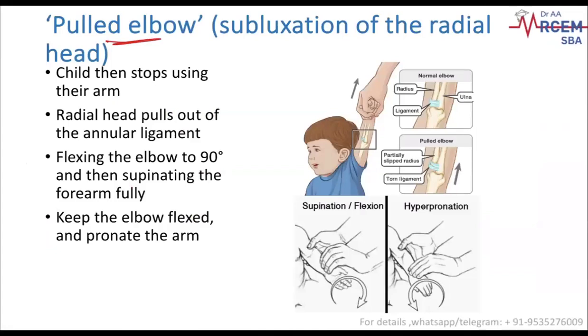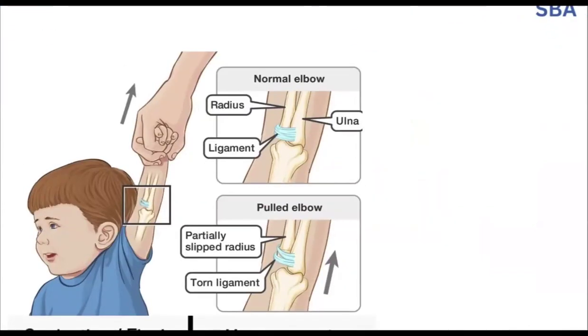Pulled elbow. What happens during the pulled elbow? The radial head is located inside a ligament known as the annular ligament. When the radial head comes out of this annular ligament, we call it a slight subluxation, that is a slight dislocation from the annular ligament because of a tear of this ligament. They usually present with a very classical history. Because of the classical history, we do not get an X-ray done. After reduction also, we do not get a check X-ray done.